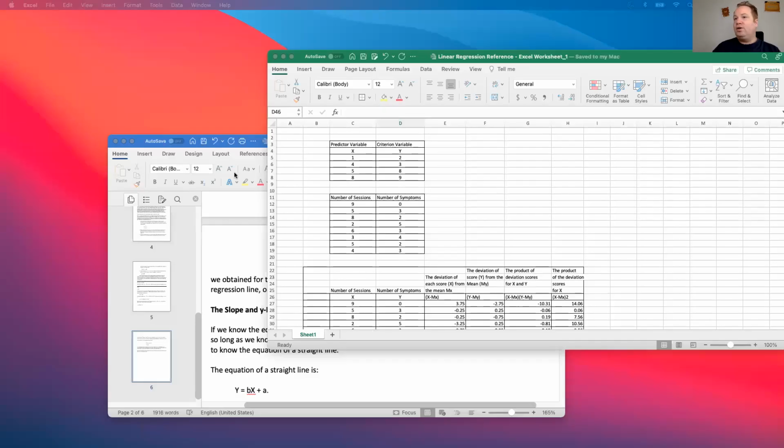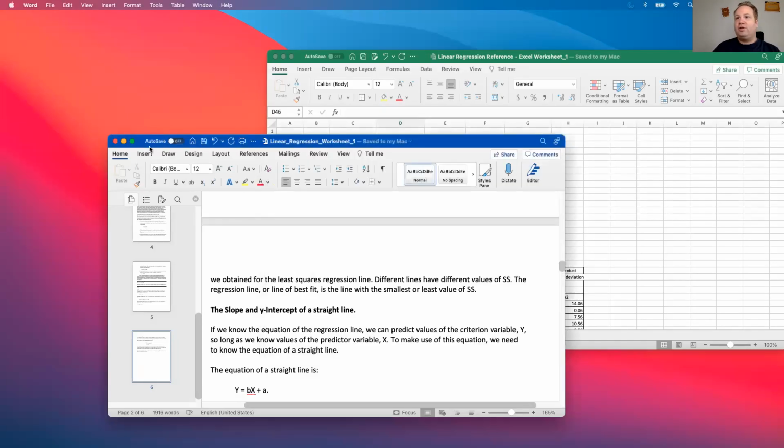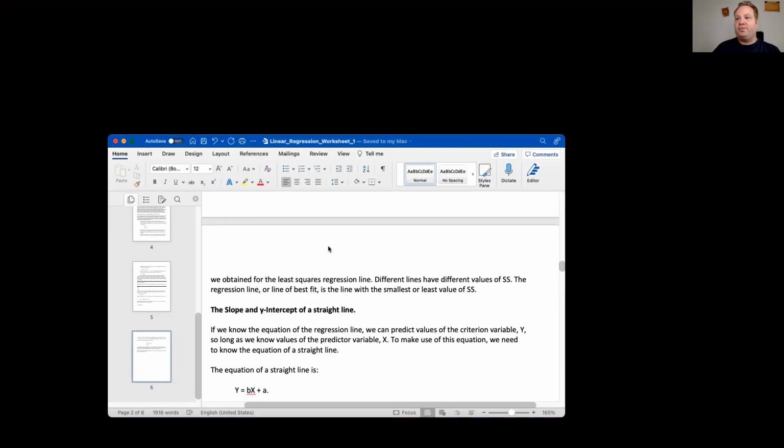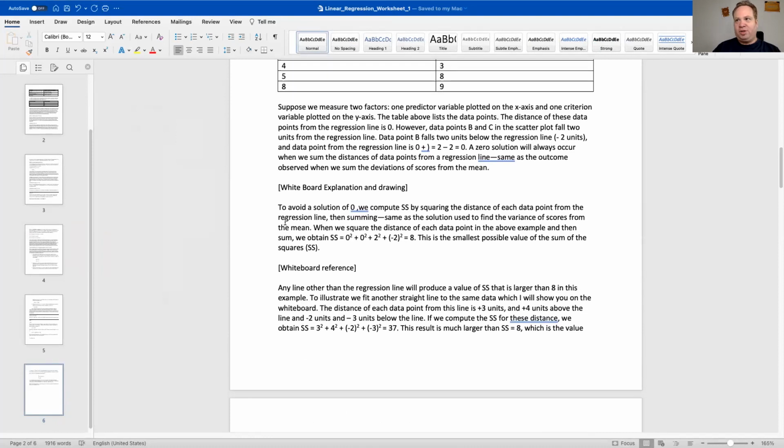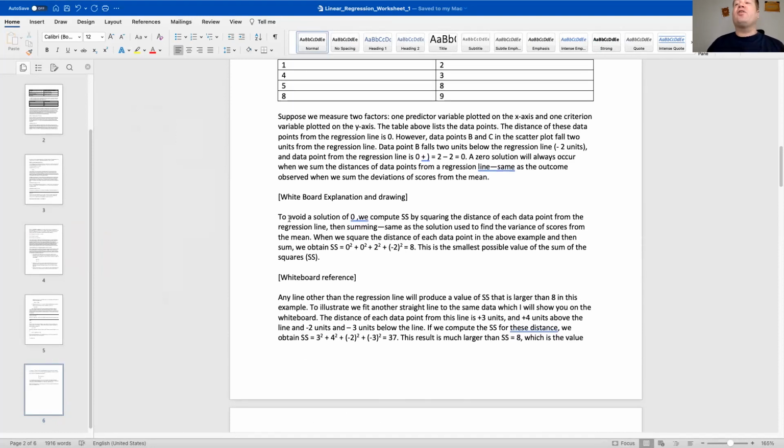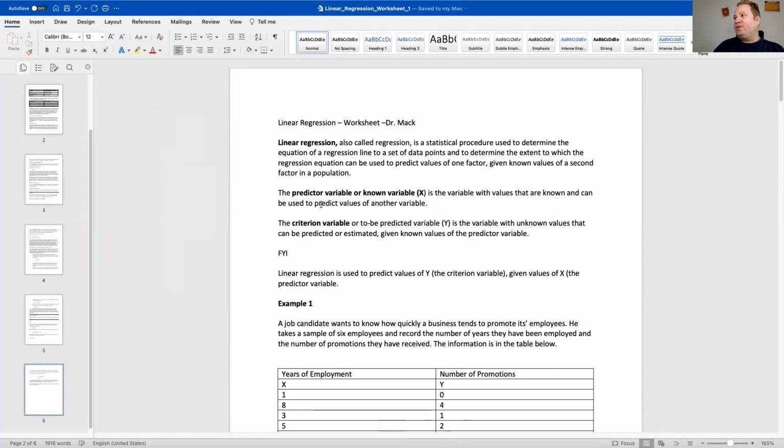All right, here we go, everybody. Okay, so let's start talking about linear regression. I have some cues here. If it says whiteboard reference, that just means I'm going to draw something and break it down for you guys. So let's go up to the top here.